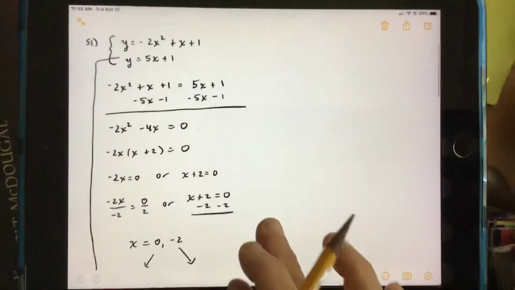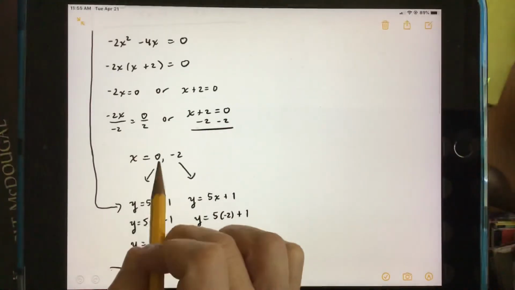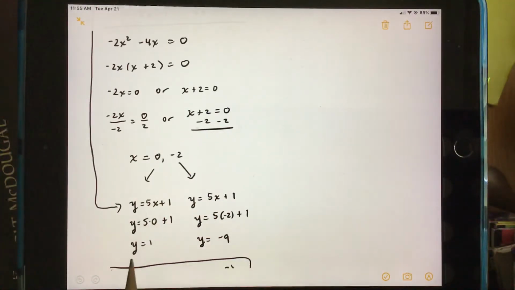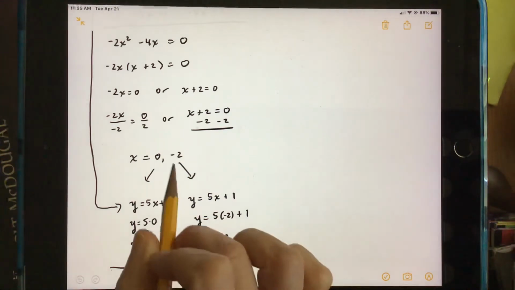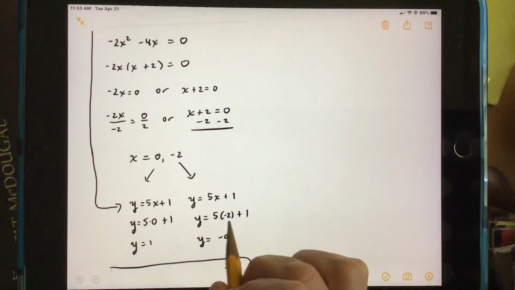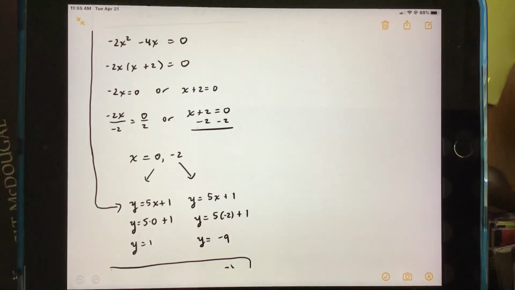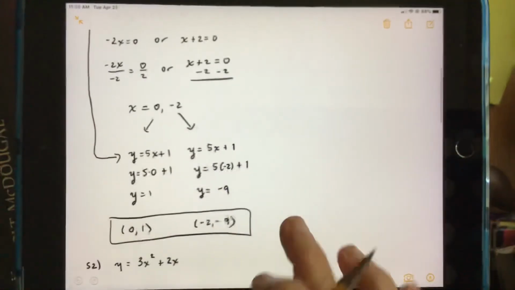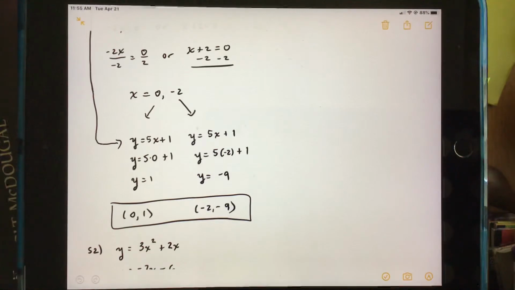So I'm going to bring y equals 5x plus 1 down here. When x is 0, y is going to turn out to be 1 because 5 times 0 plus 1 is 1. When x is negative 2, when I plug that into my equation y equals 5x plus 1, I'll have 5 times negative 2 for x plus 1, and then it'll give me negative 9. So my answer to the question, what is the solution of the system, are the two ordered pairs 0, 1, and negative 2, negative 9. These are the 2 points where that line would intersect the parabola.